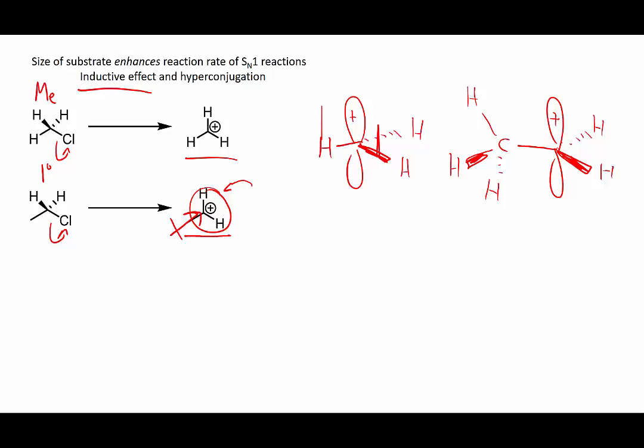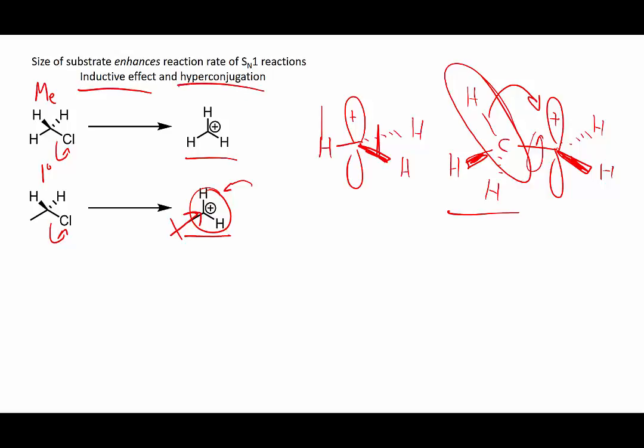Hyperconjugation is the other factor at play here. Again, remember the carbocation is trigonal planar. If we look at a methyl group attached to that carbocation, you might see that this bond here actually is in the same plane, or at least this bond can rotate so that the bond is in the same plane. And because of that, it can actually donate a little bit of its electron density to that carbocation. Again, if we're donating electron density, we're stabilizing it, and we're reducing the energy needed to generate that state. So we also have hyperconjugation in play.